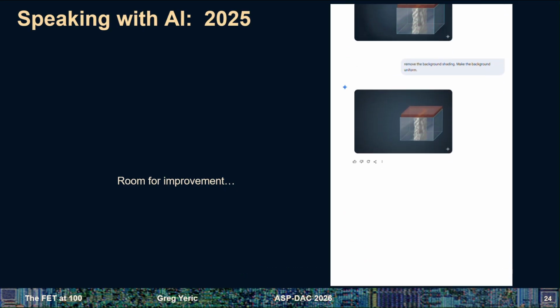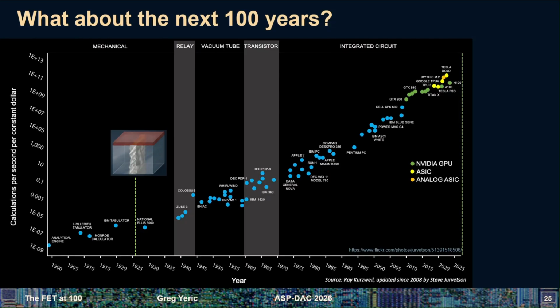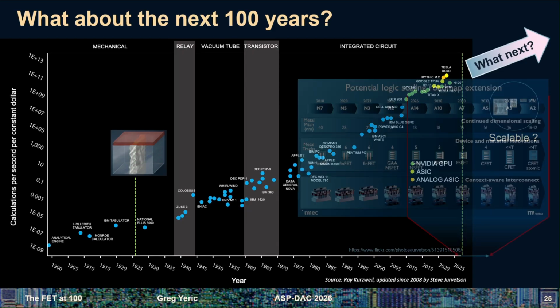So in my opinion, room for improvement in AI. How do we improve AI? Right now it typically means bigger models needing more transistors. So that brings the question then, what's next? How do we continue to scale the transistor going forward?